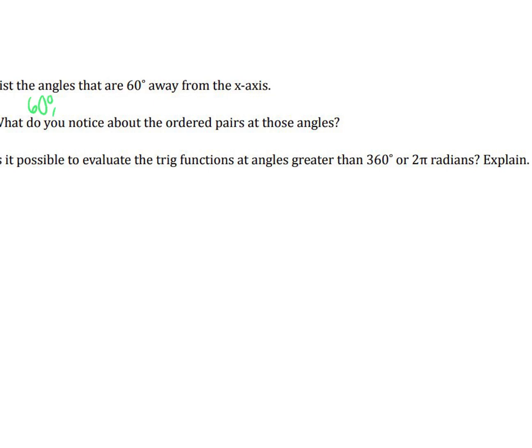So we have the 60-degree angle. Then we have a 120-degree angle. Then we have a 240-degree angle. And then we have a 300-degree angle. What do you notice about the ordered pairs at those angles? They only differ by a sign change from positive to negative.